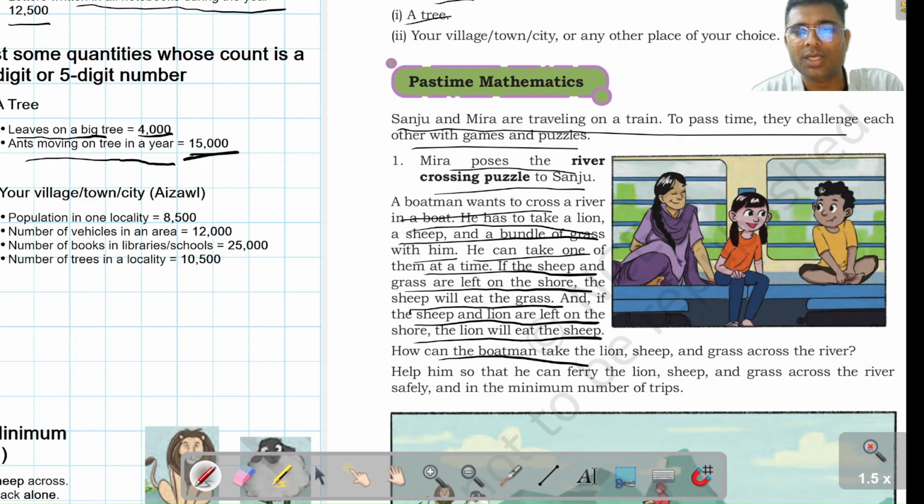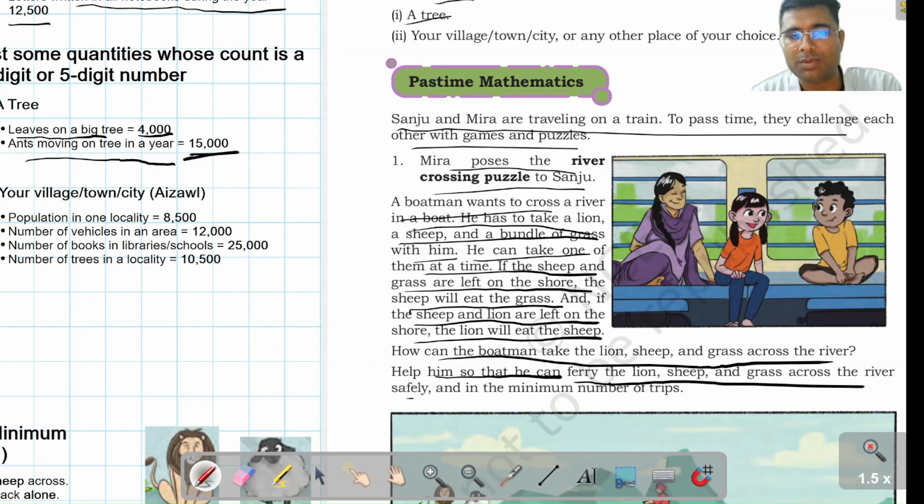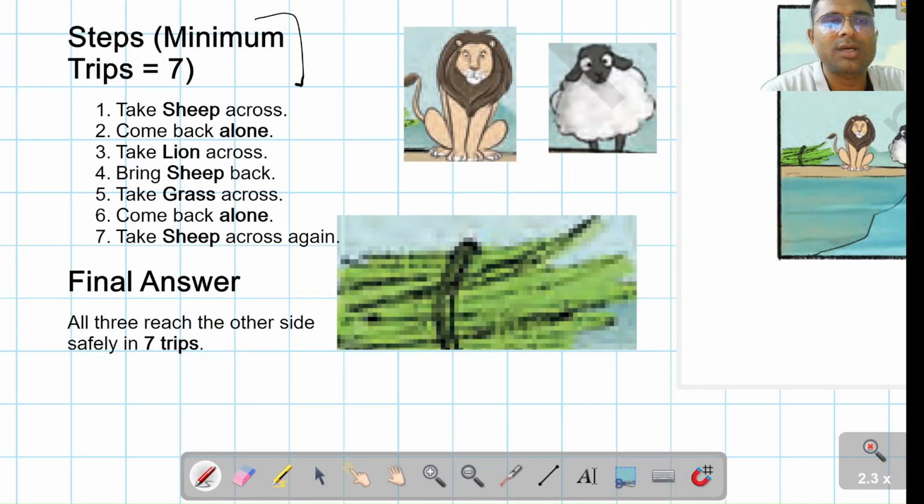How can the boatman take the lion, sheep and grass across the river? Help him so that he can ferry the lion, sheep and grass across the river safely and in the minimum number of trips. So the total number of minimum steps taken will be 7. And how will it be done?